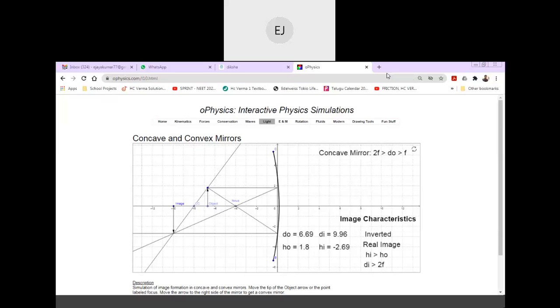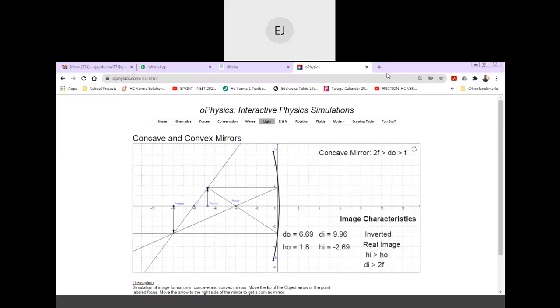And there is one more thing called radius of curvature. From center of curvature to any point on the mirror, that length we call radius of curvature. For a circle also we define radius, from the center to any point on the circle. In the same way here, from center of curvature to any point on the curved mirror, we call it radius of curvature.